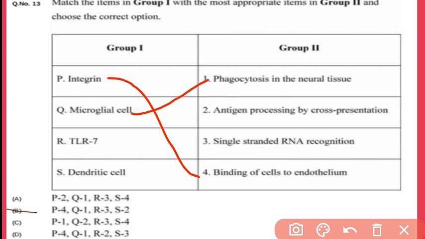So the TLR7, that is a toll-like receptor, matches with the recognition of single-stranded RNA, that means the third. Then the dendritic cells are nothing but antigen presenting cells, or professional antigen presenting cells. These show a processed antigen to the CD4 plus cells or T helper cells, and these are phagocytic in nature. So for dendritic cells, they are antigen presenting cells, they can process antigen, so they match with the second. So this combination is in option B. Option B is the answer of this question.